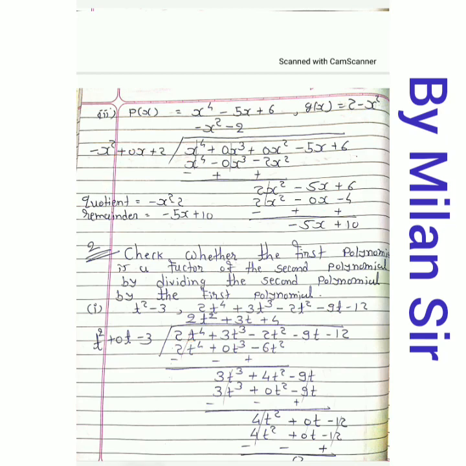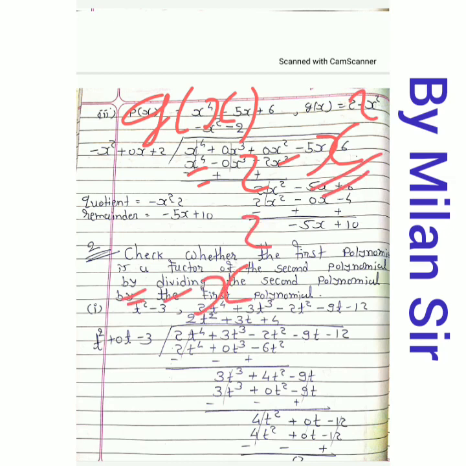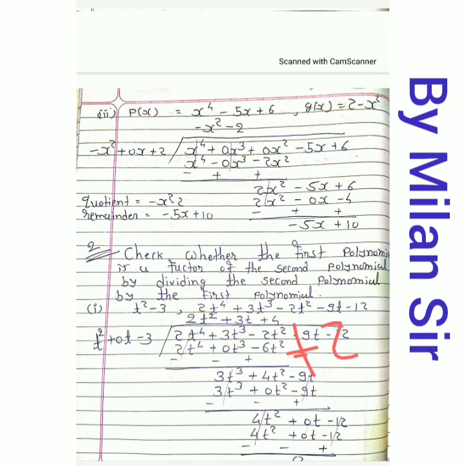Now in g of x it is given that 2 minus x square. First of all, we need to arrange the g of x. So first of all, I need to write minus x square with the sign. Then I need to put 0x, and then here plus 2 is there, right? So plus 2. Okay, because the term which contains x is missing, that's why I put 0x. So in this equation we need to arrange the p of x and g of x as polynomials. So minus x square plus 0x plus 2.